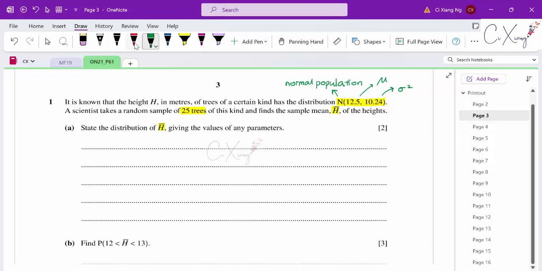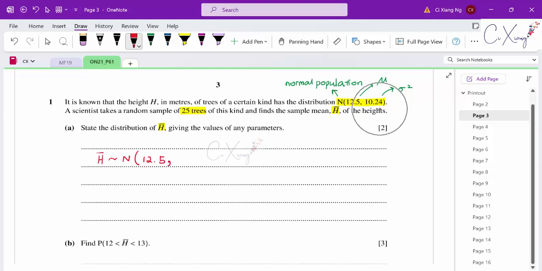According to what we learned earlier, if we want to know the distribution of the sample mean, it depends on the population distribution. Our population is normal, therefore our sample mean is also normally distributed. And how to get the mean here? The mean of a sample mean is the same as the population mean, mu, which you can write as 12.5.